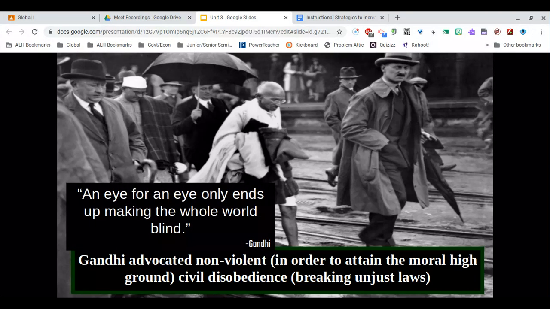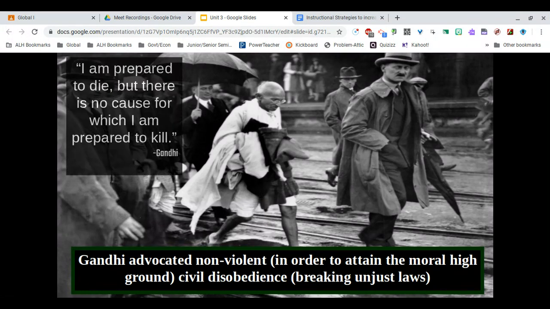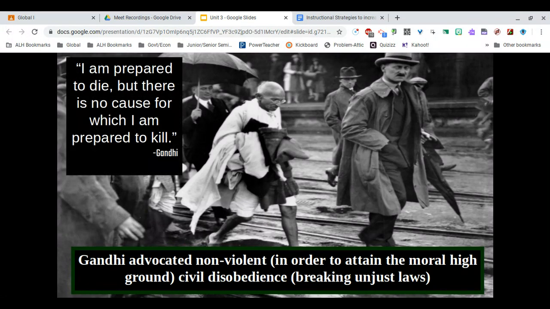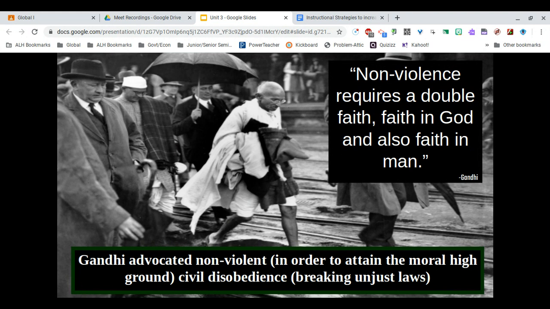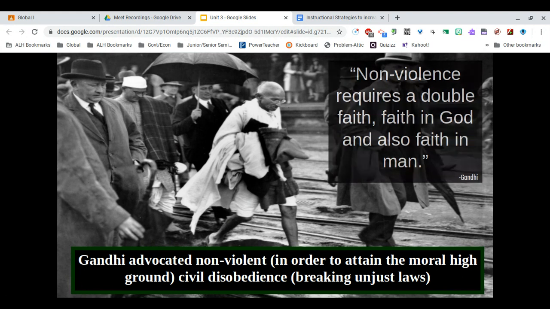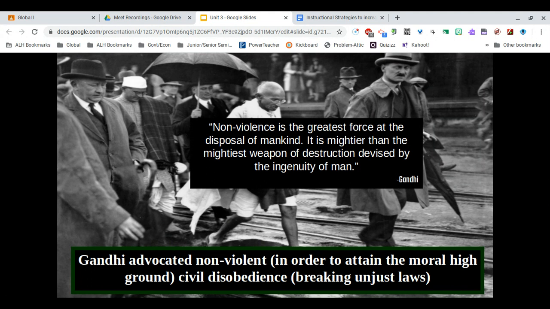An eye for an eye only ends up making the whole world blind. That is a very famous quote from Gandhi, and it pops up a lot. I am prepared to die, but there is no cause for which I am prepared to kill. Nonviolence requires a double faith, faith in God and also faith in man. Nonviolence is the greatest force at the disposal of mankind. It is mightier than the mightiest weapon of destruction devised by the ingenuity of man.